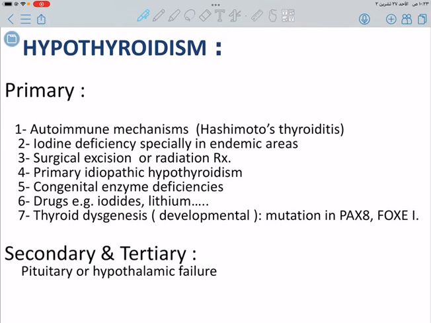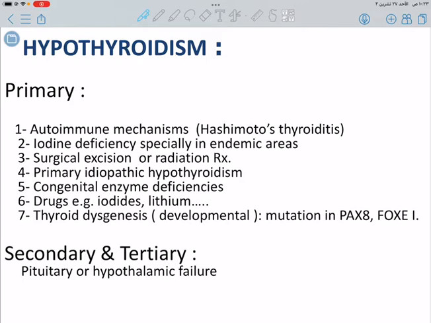Hypothyroidism. حكينا على hyperthyroid and the causes of the thyrotoxicosis and how to diagnose it. Hypothyroidism لما يكونوا T3, T4 levels are decreased. ليش بصير الhypothyroidism? It could be primary, secondary and tertiary as well. Primary causes related to the thyroid itself, so autoimmune mechanism. رح نحكي عن Hashimoto's thyroiditis in details.